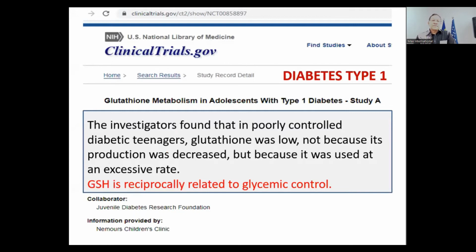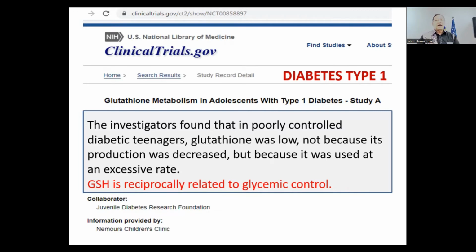What about diabetes type 1? In adolescents and young adults, you see diabetes type 1, because diabetes type 2 is usually a problem of older people. But the trend is for diabetes type 2 to affect younger and younger people, including adolescents, especially in the Arab countries, because in the past you only saw obesity and poor lifestyle in older people, but now they start earlier and get type 2 also earlier, including in young adults. So for type 1 diabetes, the investigators found that in poorly controlled diabetic teenagers, glutathione was low, not because its production was decreased, but because it was used at an excessive rate.